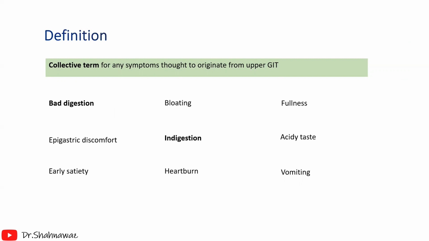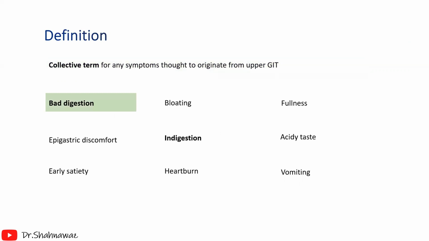What is the definition of dyspepsia or indigestion? Actually, it is the collective term for any symptoms thought to originate from the upper GI tract. If there is a problem in the GI tract and any symptoms appear, that is dyspepsia. The symptoms could be bad digestion, where patients do not have proper digestion, may present with bloating, and epigastric discomfort. The patient says that he is full after eating some food, and heartburn may be present, and the patient may feel fullness in his stomach. The patient may also have an acidic taste, or vomiting may be present during dyspepsia.